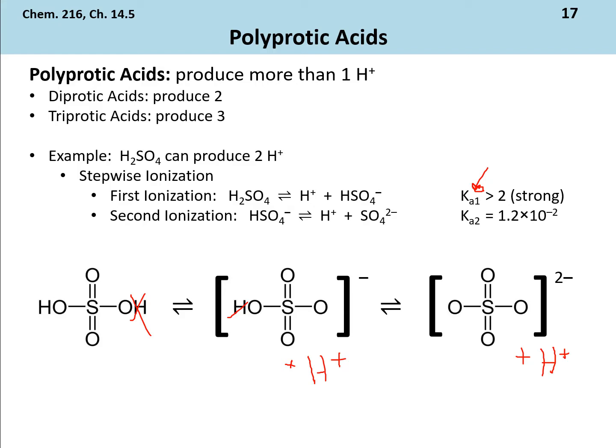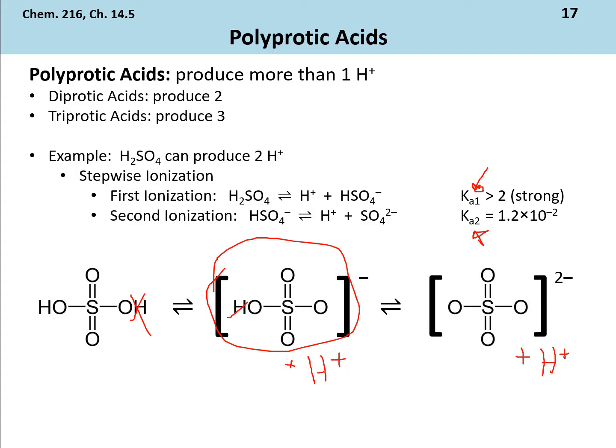Our second ionization would be taking this compound, HSO4-, and losing another hydrogen to become SO4 2-. We call this Ka2. Ka1 is losing the first, Ka2 is the second. In the last couple lessons, we've just been talking about Ka and Kb, because we've only been dealing with monoprotic acids. But for diprotic, we have Ka1 and Ka2.